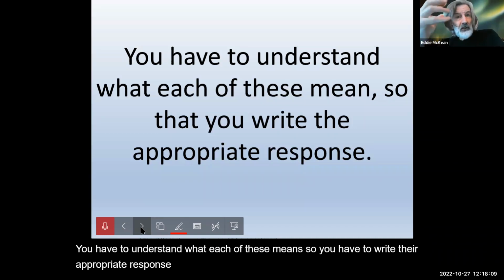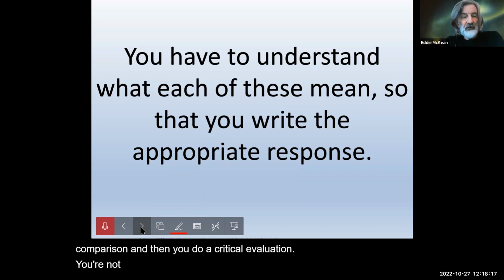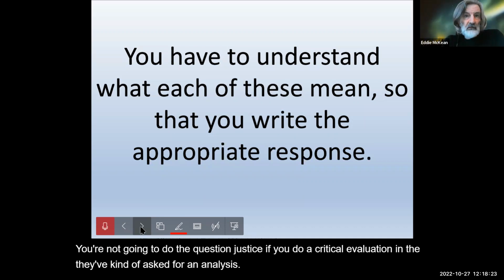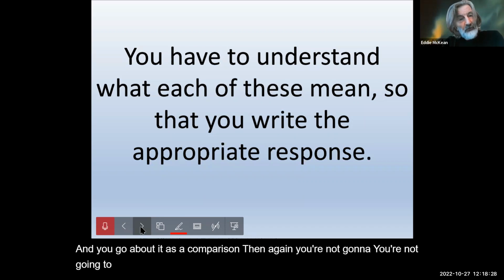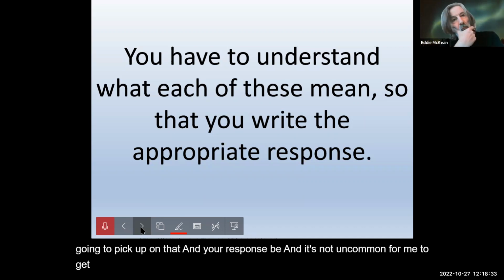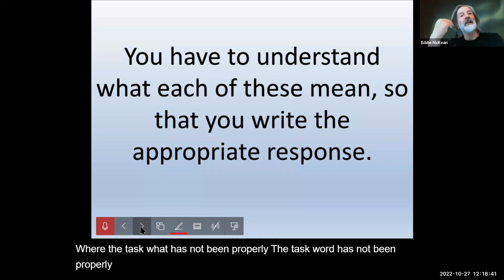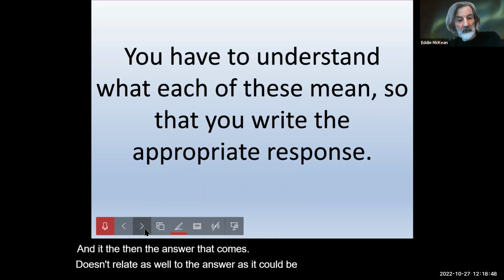So yeah, if you don't realize that you're doing a comparison and then you do a critical evaluation, you're not going to do the question justice. If you do a critical evaluation and they've asked for an analysis and you go about it as a comparison, then again, you're not going to pick up on that in your response. And it's not uncommon for me to get work where the task has not been properly thought about, and then the answer that comes doesn't relate as well to the question as it could. So that's really important.